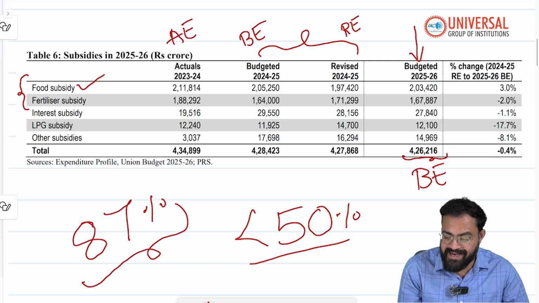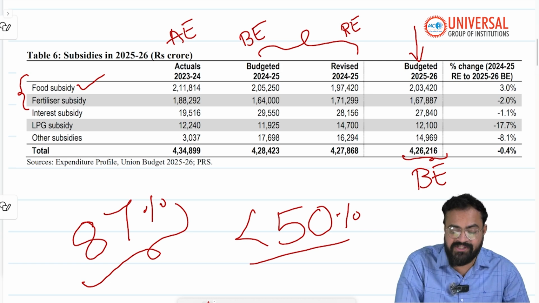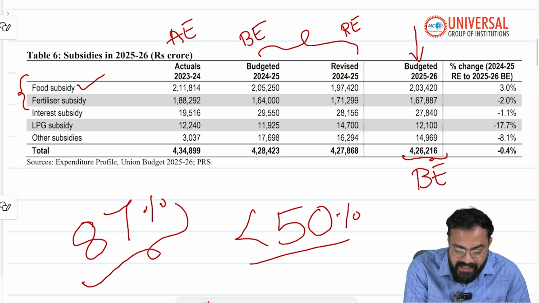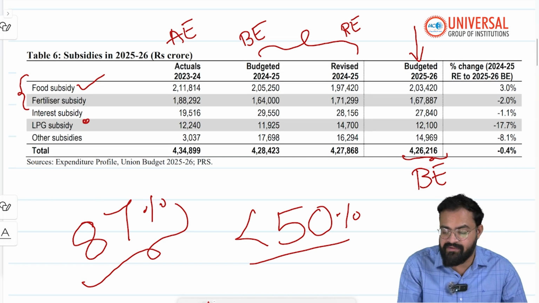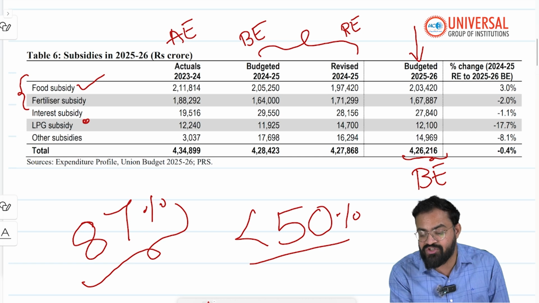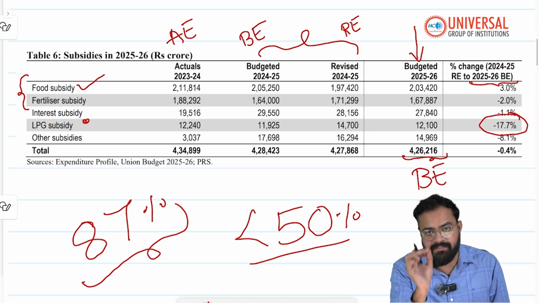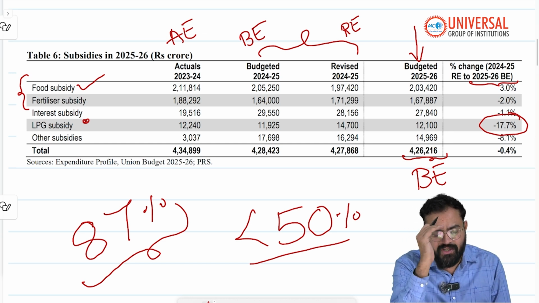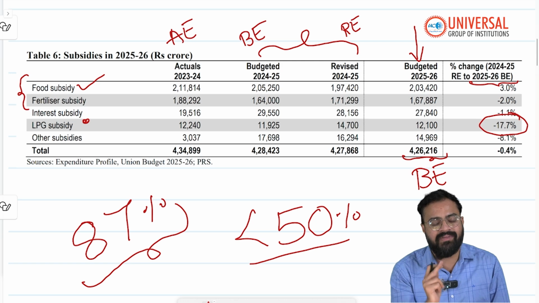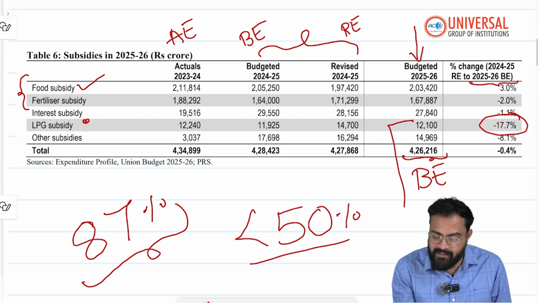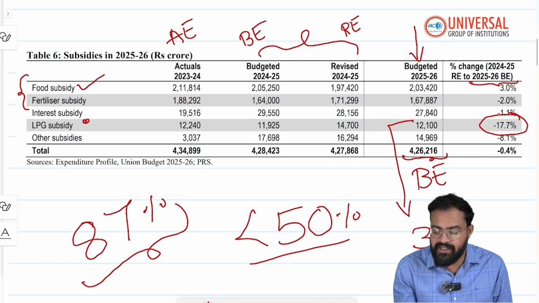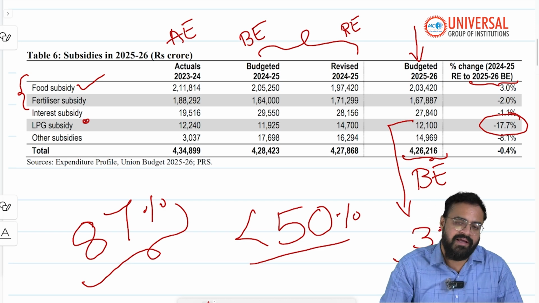Food subsidy expenditure is less than 50%. Then we have the next one, which has seen the drastic decline, that is the LPG subsidy. You can see very clearly the percentage change from the 24-25 revised estimation to the 25-26 budgeted estimation, that is 17.7%. Among all, the subsidy that has seen the sharpest decline happens to be the LPG subsidy. This LPG subsidy accounts for nearly 3% of the total expenditure.